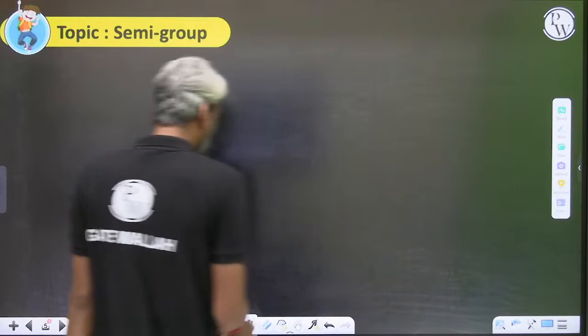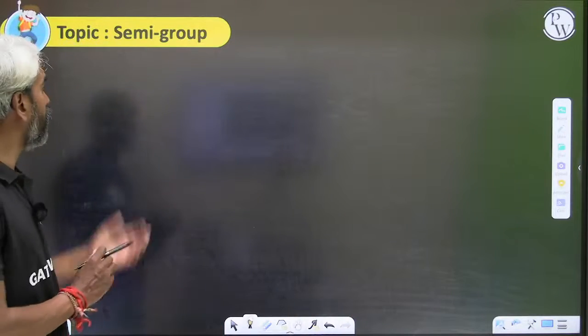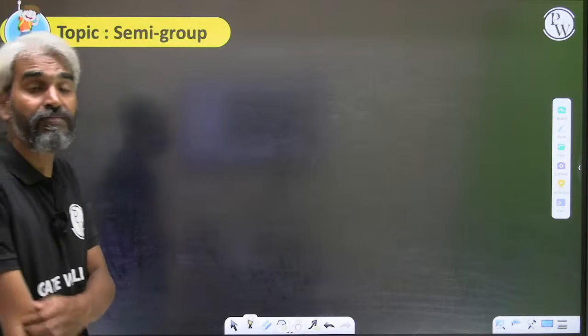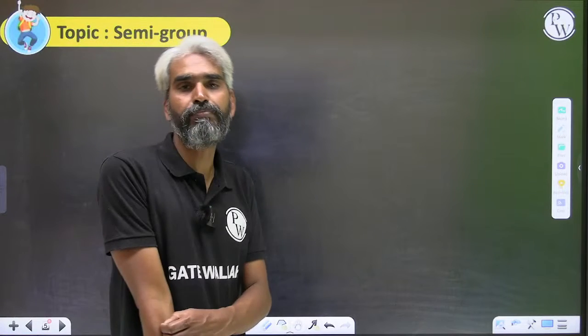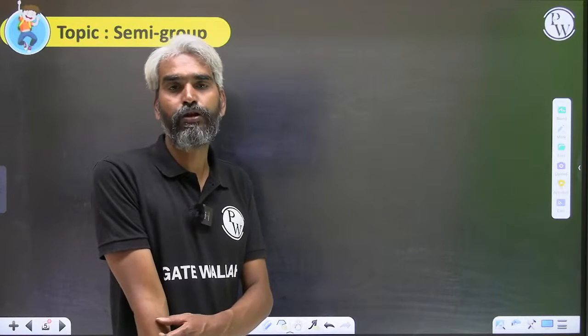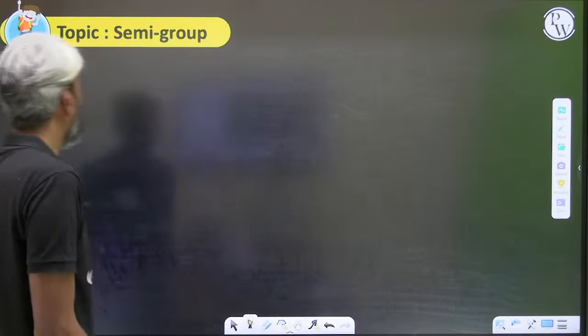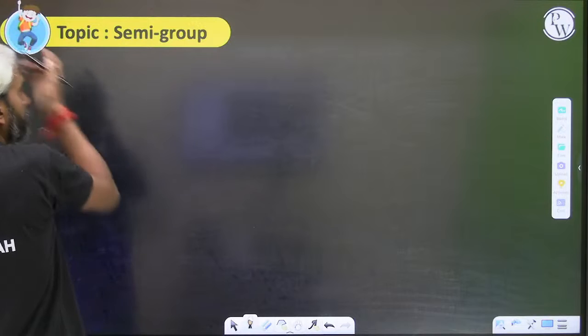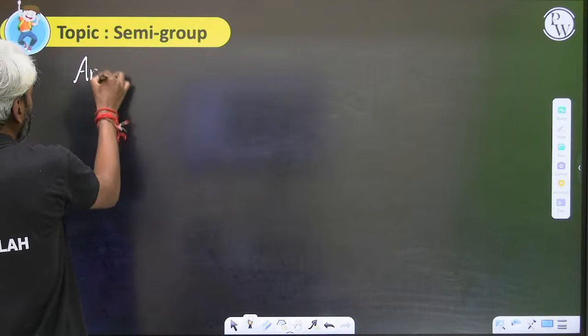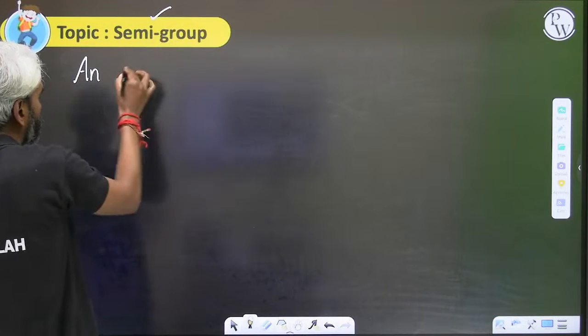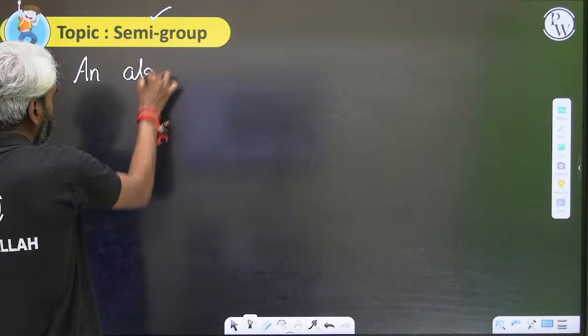So the very first thing which is necessary for something to become a semigroup is that it must be closed. That means your set with respect to binary operation asterisk must be an algebraic structure. So how do we start defining the concept of semigroup? Before becoming a semigroup, it must be an algebraic structure.